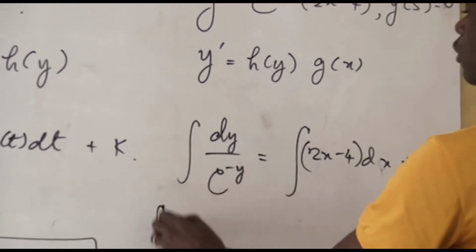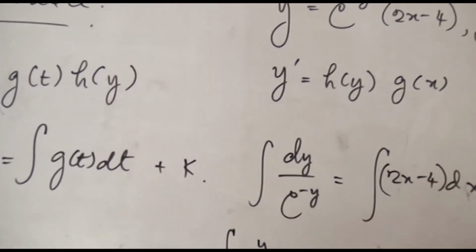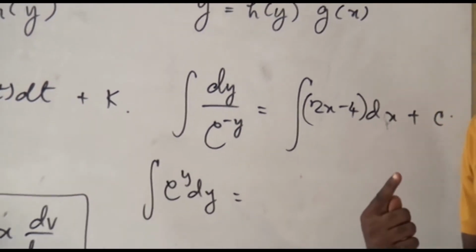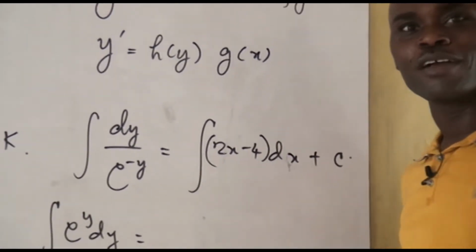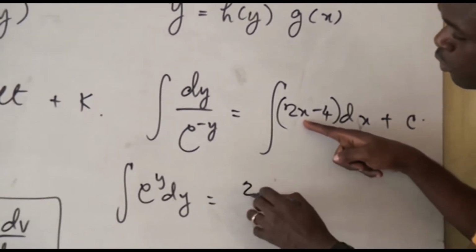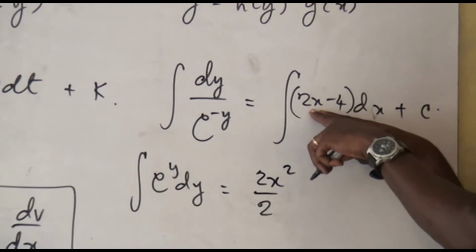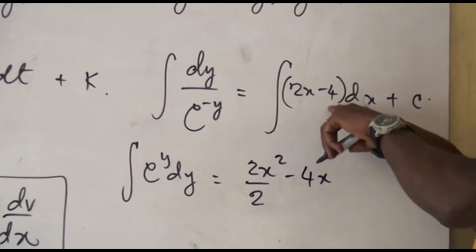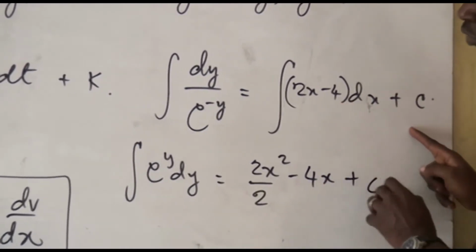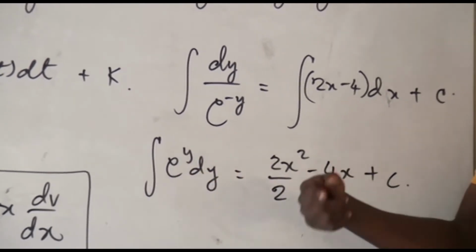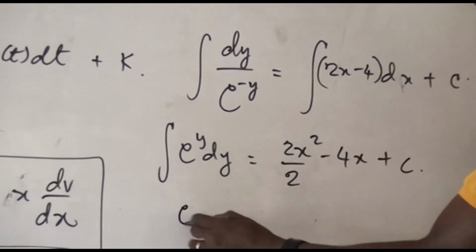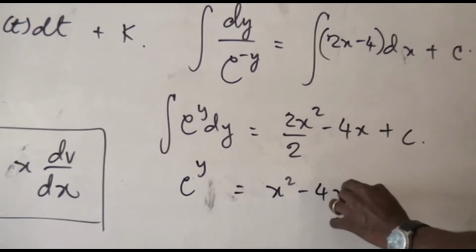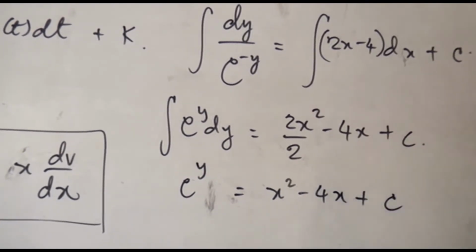So this will give us e raised to the power of y dy equals the integral of this. I hope you can remember integration. Always visit my integration video on my YouTube page. To integrate this is going to be 2x raised to the power of 2 over 2. And to integrate this, you are going to have minus 4x. And you have your c here. The integral of e raised to the power of y is e raised to the power of y, exponential function. So this is going to be e raised to the power of y equals x squared minus 4x plus c.